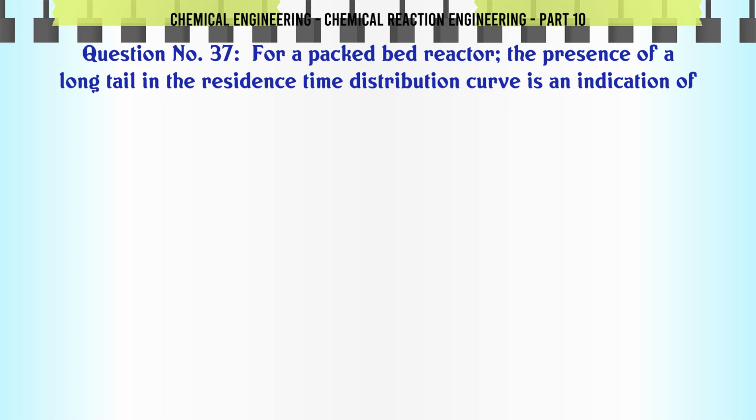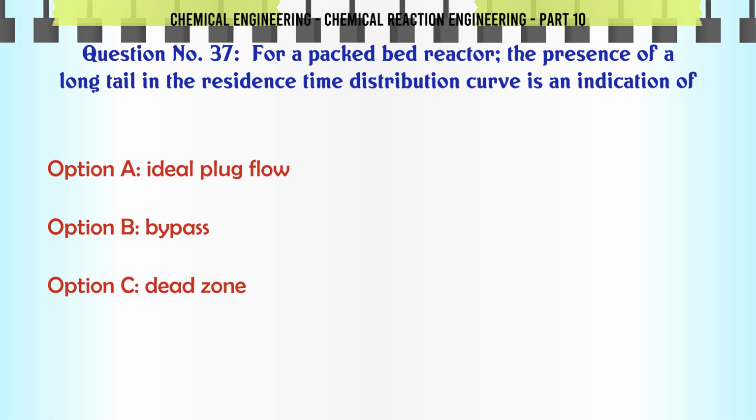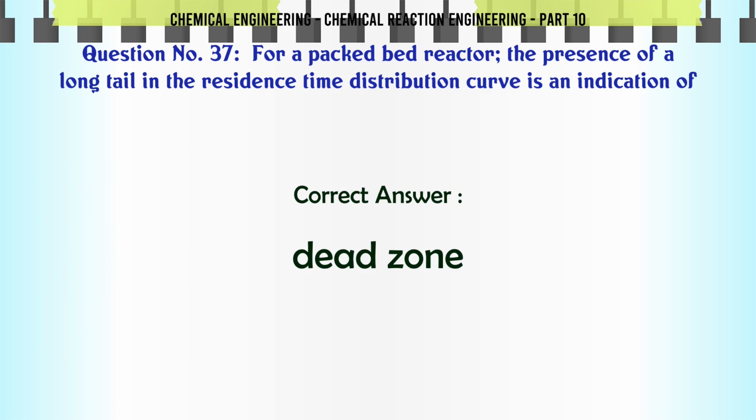For a packed bed reactor, the presence of a long tail in the residence time distribution curve is an indication of: A. Ideal plug flow, B. Bypass, C. Dead zone, D. Channeling. The correct answer is dead zone.